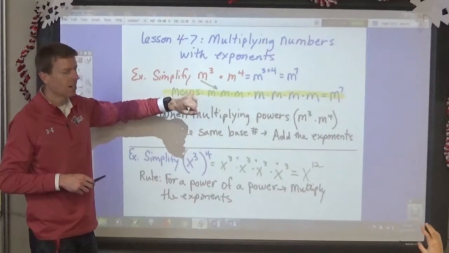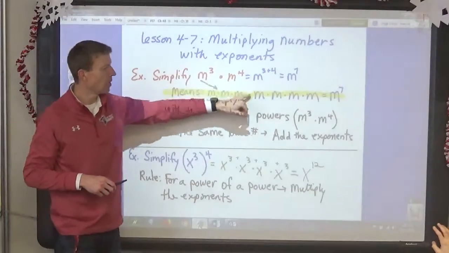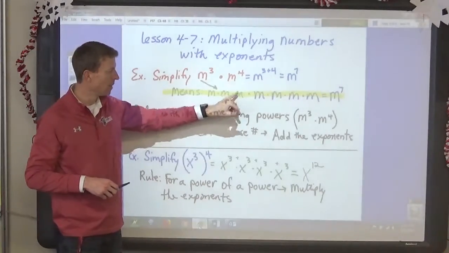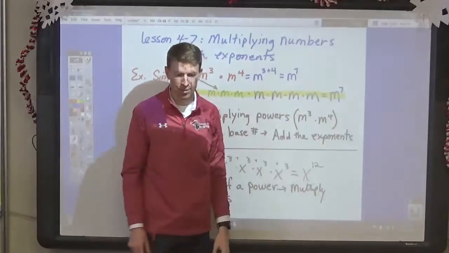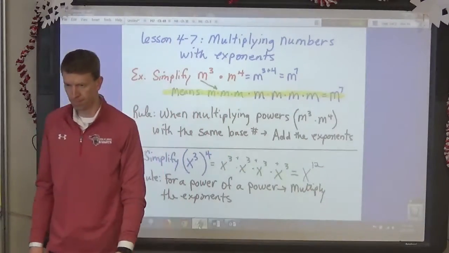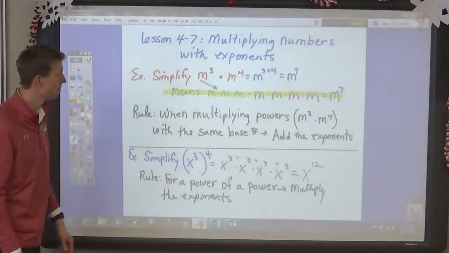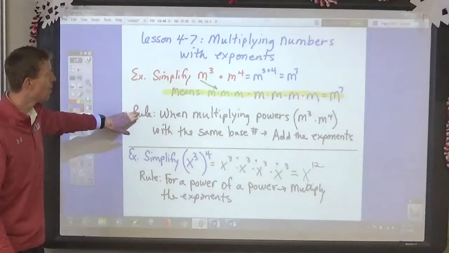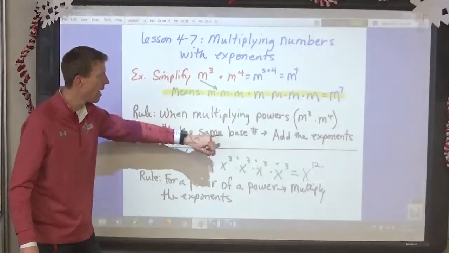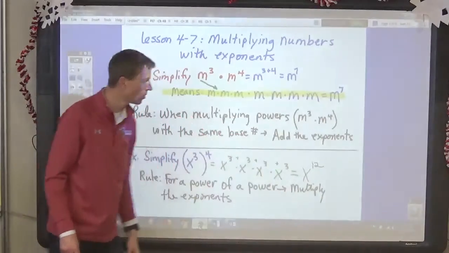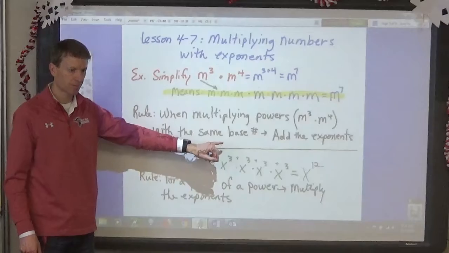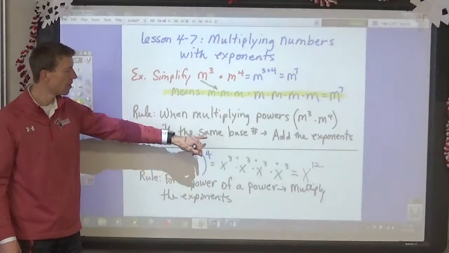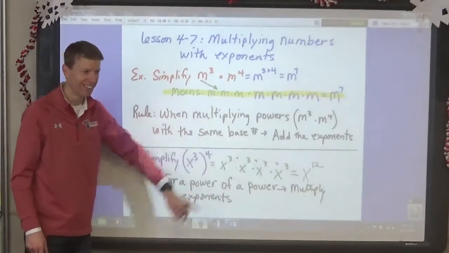And if you multiply those, you have m times m times m times m times m times m times m equals m to the 7th. So when multiplying powers, you add the exponents. When you're multiplying powers with what, Andreas? The same base. Very good.